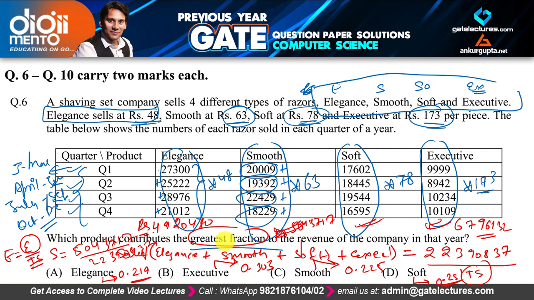They're asking which contributes the greatest fraction. So the greatest out of all of them is Executive. Executive is contributing around 0.303, which is approximately 30% of the sales. Here, 30% of the sales is from Executive. So the correct answer is option B, which is Executive.